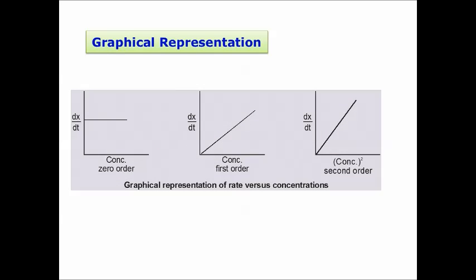Now we can have a look at the graphical representation of the first order, zero order, and second order plots. Now see the first diagram or first graph where we can see dx by dt, that is the rate with concentration for the zero order. And you can see here a straight line which is just a constant line with time or with concentration. Second one, you can see increase is there. dx by dt with the concentration for the first order, increase is there. For the second order also, when you plot, you can see increase with the concentration. So this is a graphical representation of rate versus concentration.